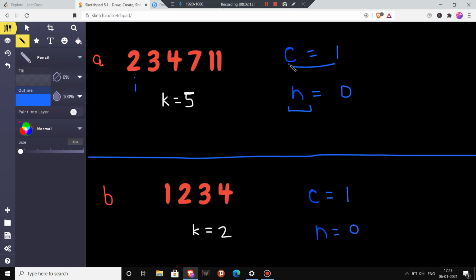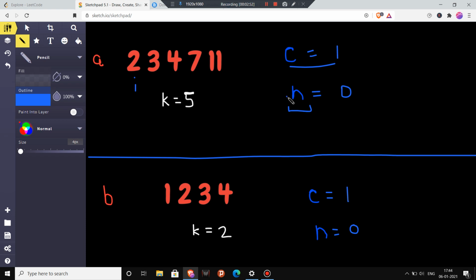Here we will check if my C is equal to my A of I or not. If they are not equal, we will increment our N as we have found a missing number, and we will increment our C. Else, if they are equal, we will increment our C and I both.